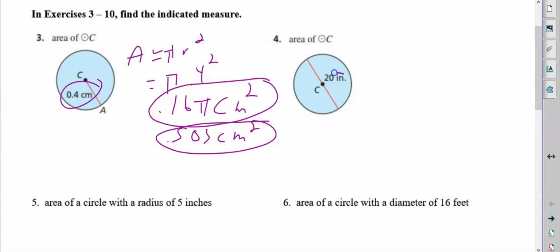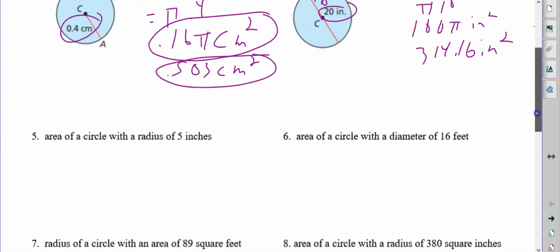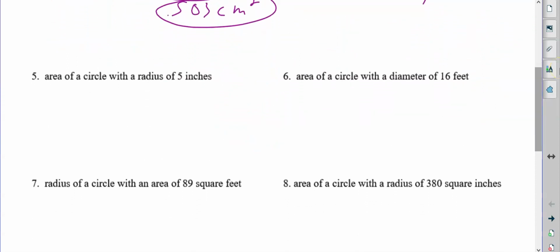Number 4, the tricky part here is, remember, this is the diameter, so we're working with the radius of 10. So again, the formula, substitute in the 10, so we get 100 pi, or 314.16 inches squared. Again, depending on whether you use pi or 3.14.